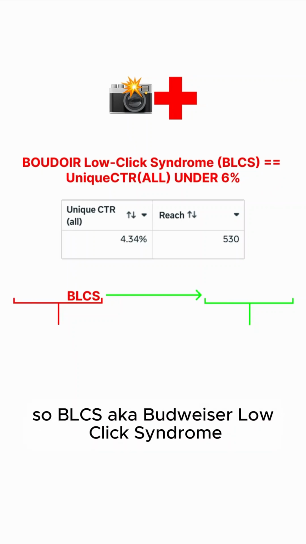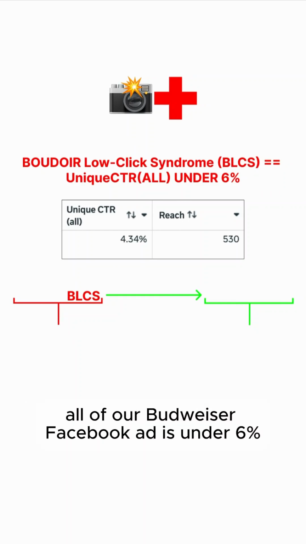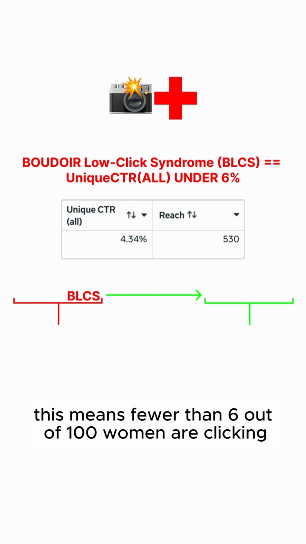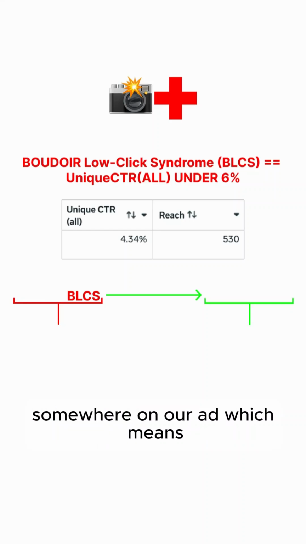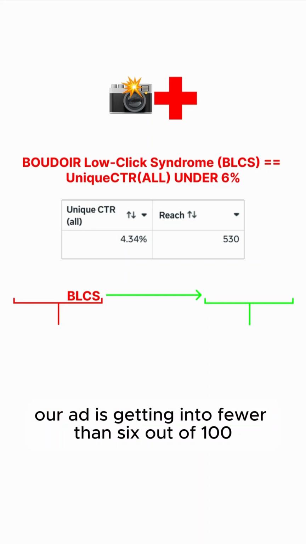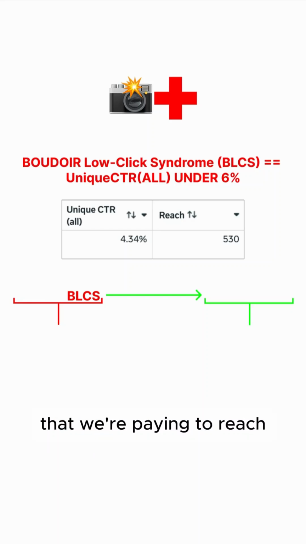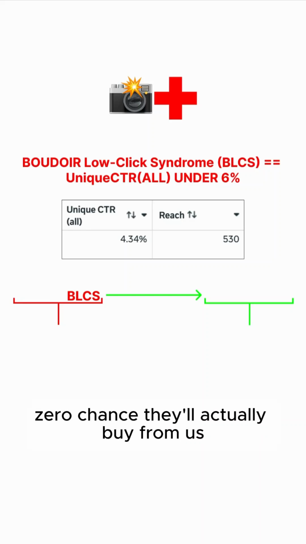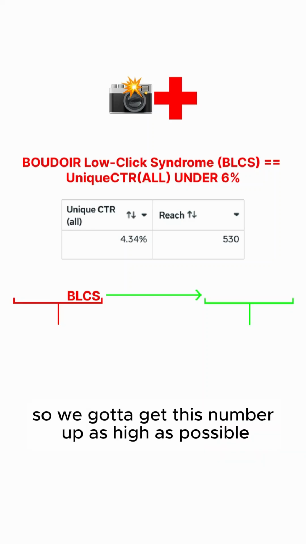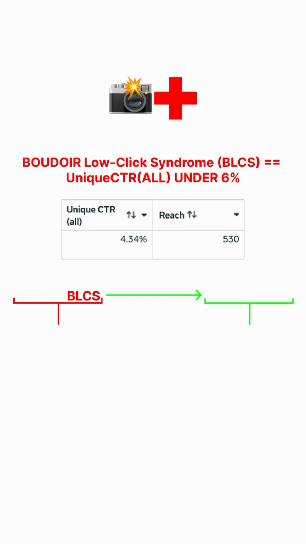So, BLCS, aka Boudoir Low Click Syndrome, is when the unique CTR of our Boudoir Facebook ad is under 6%. This means fewer than 6 out of 100 women are clicking somewhere on our ad, which means our ad is getting into fewer than 6 out of 100 women's brains, which means fewer than 6 out of 100 women that we're paying to reach have even a non-zero chance of actually buying from us. So we've got to get this number up as high as possible to get our ads into the maximum number of women's brains as possible.